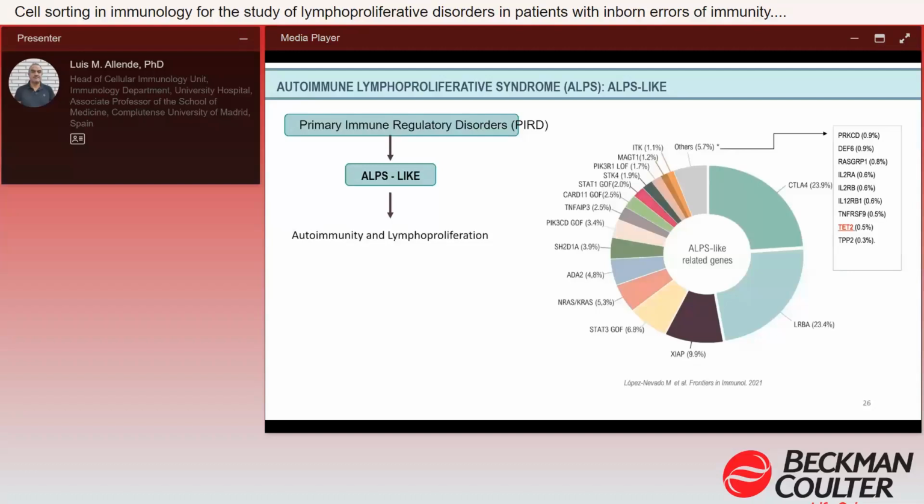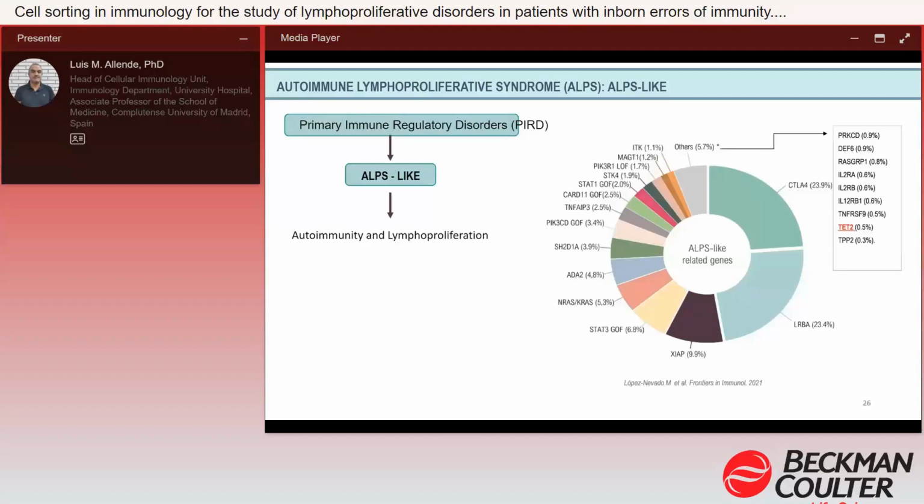Phenocopies of PID such as NRAS and KRAS deficiencies, susceptibility to EBV virus such as MAGT1 and PRKCD, regulatory T-cell defects such as CTLA4, LRBA, STAT3 gain of function, and this group is the biggest one. Combined immunodeficiencies such as ITK and STK4, other defects in intrinsic and innate immunity and predisposition to infection, and finally, autoimmunity and autoinflammation defects such as ADA2 and TET2 in the right part of the slide.